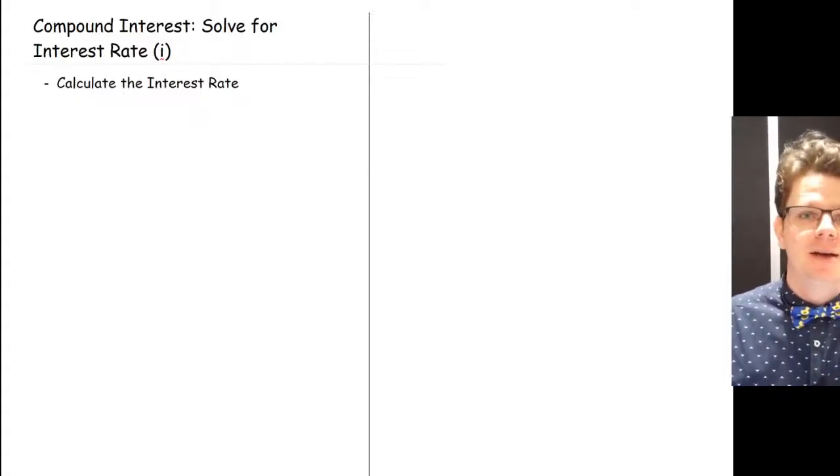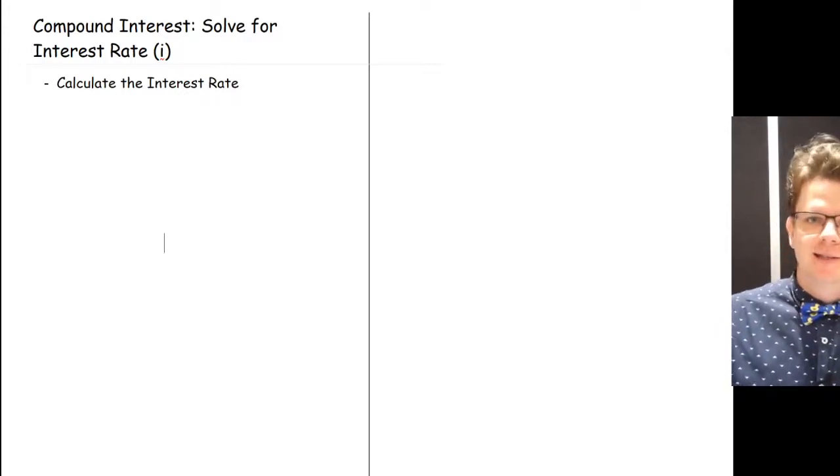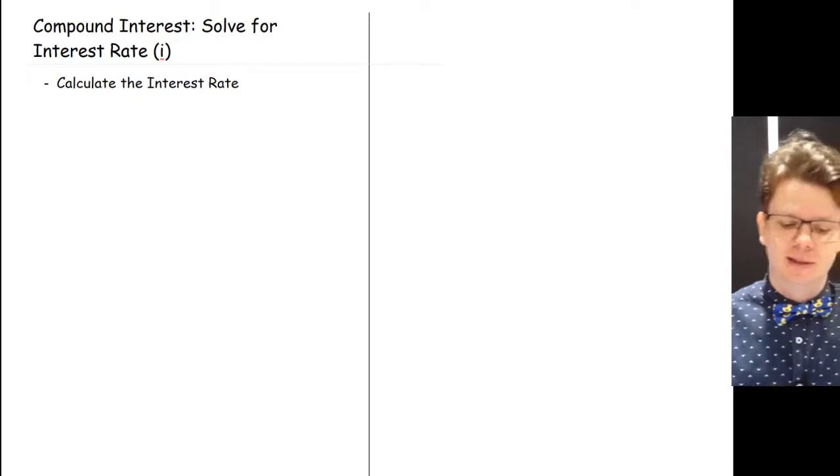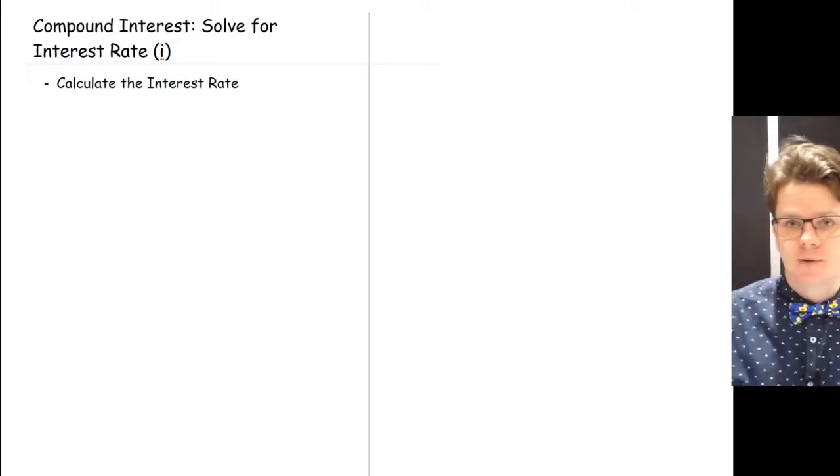So today we're going to be having a look at our next goal. Last lesson we looked at how to find the principal. Now I want to be able to find the interest rate. So I want to be able to find little i. So let's have a look through.